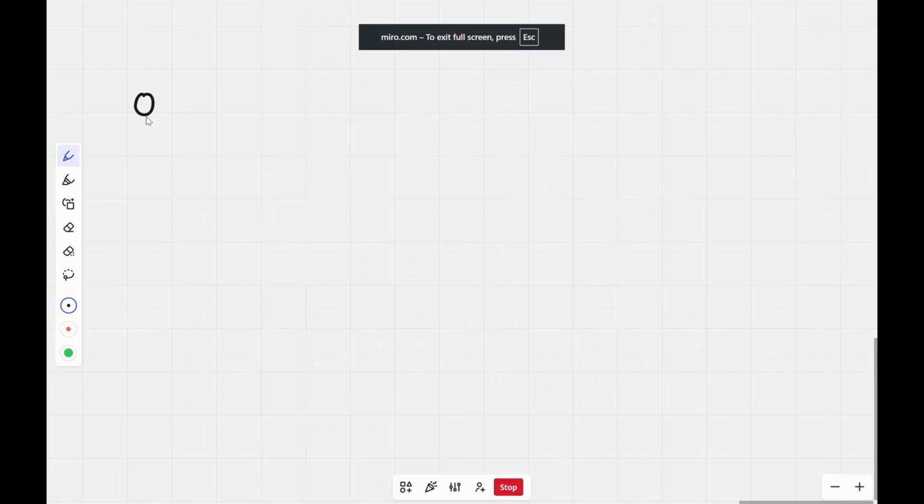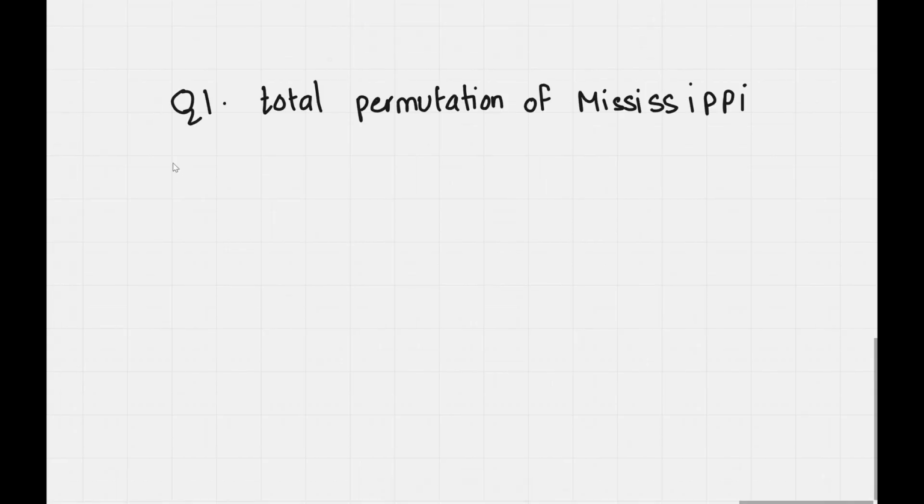So let's solve them. Till now we have completed permutations, so we'll only solve the questions which include only permutation and no combination. Well, permutation is basically combination plus arrangement, but that's a different topic. So for our first question, our first JEE level question says: total permutations of Mississippi.